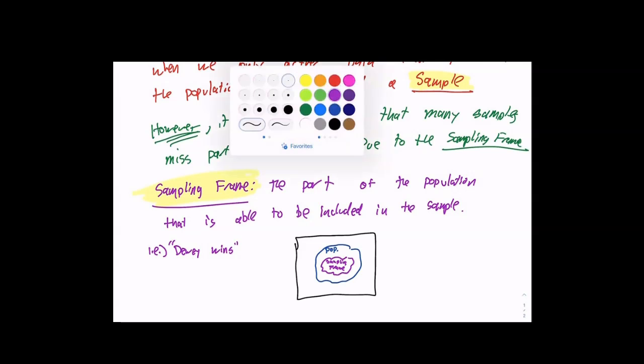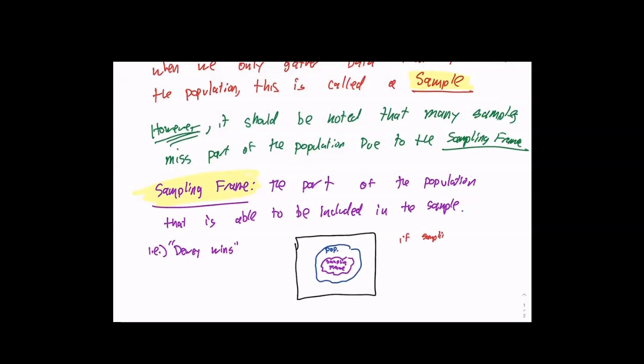So if the sampling frame does not include the entire population, then we must ask, does the sample frame respond differently than the population?